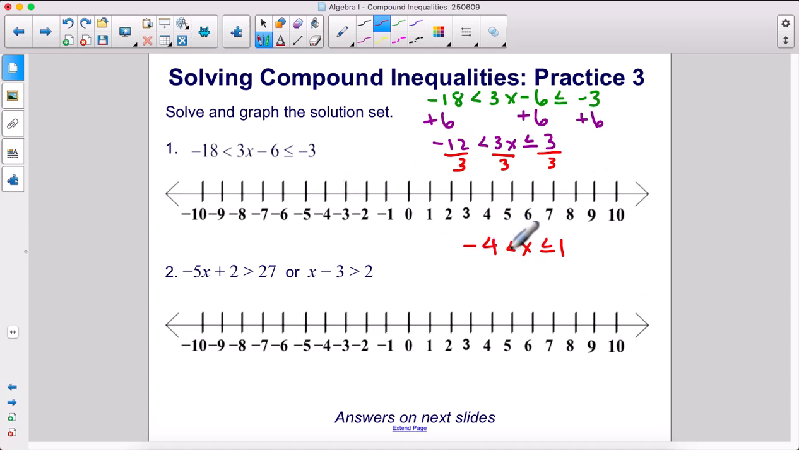So negative 4 is going to get an open circle. 1 is going to get a solid circle. And we're going to be between those values. So we connect them like that.